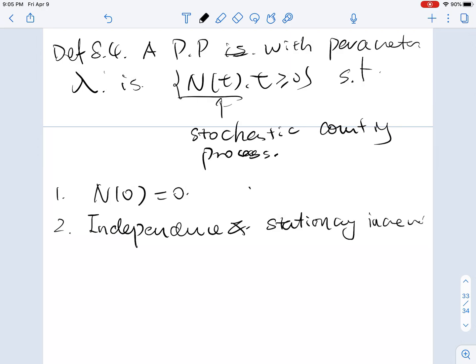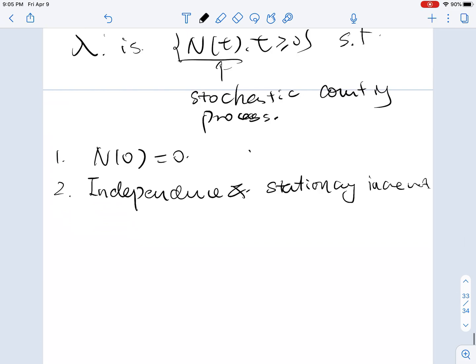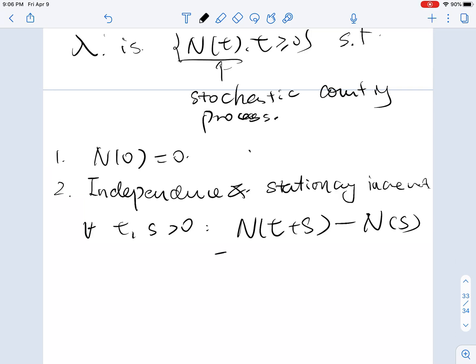increments. Right. So that really just means that for any t and s greater than 0, we have N(t+s) minus N(s) is the same as N(t), right? What does that mean, right? So let me look into, let's say this is the time interval here, this is my s, and then this is my t here, right?